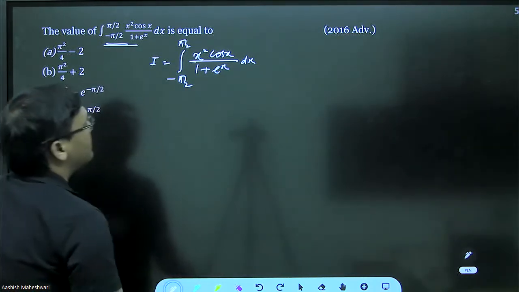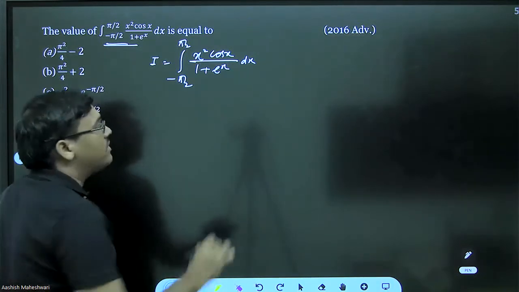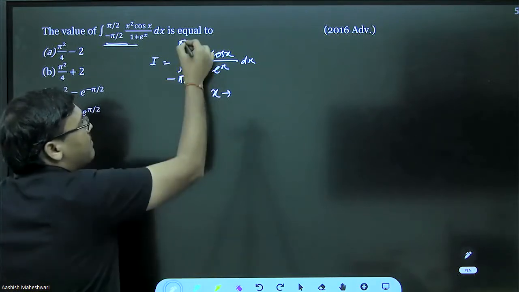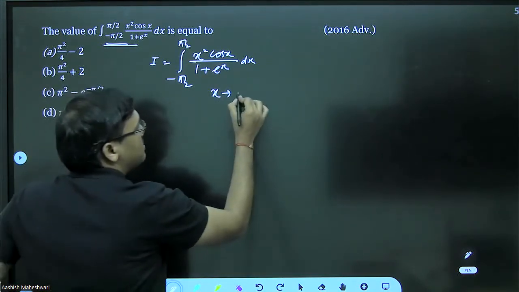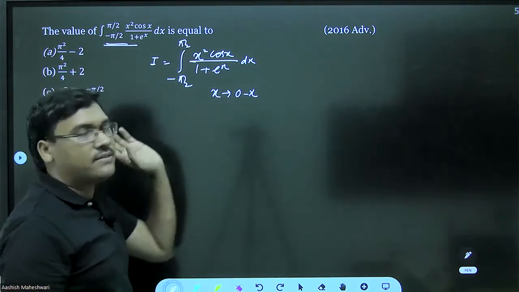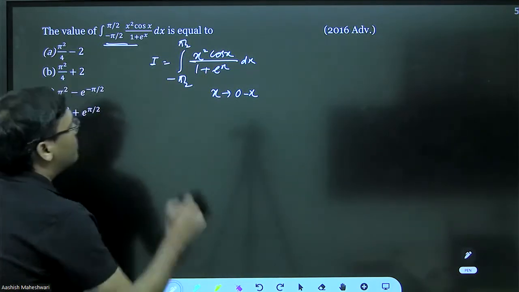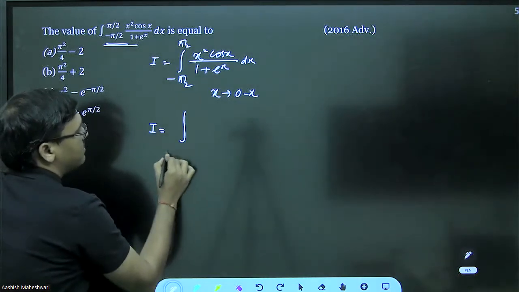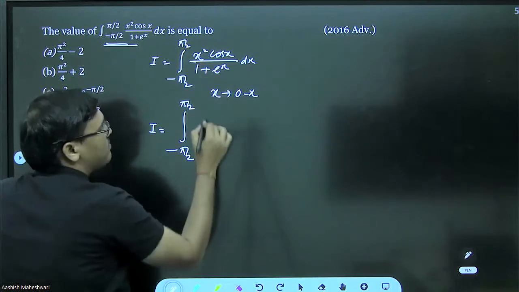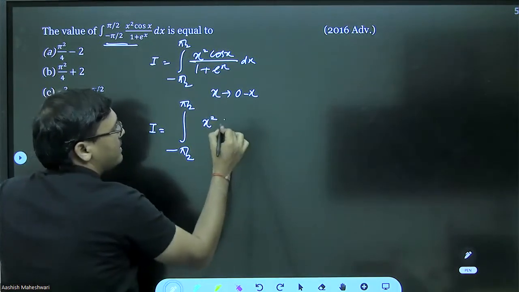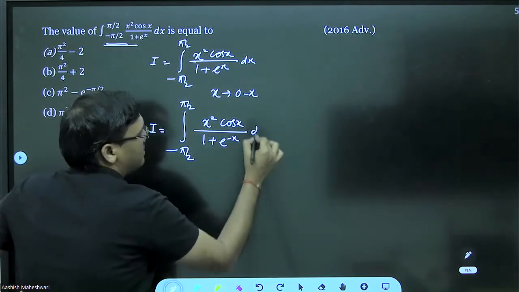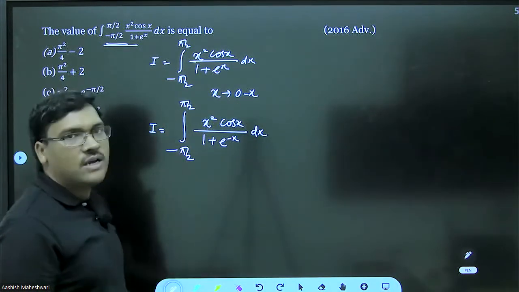For that, if I again apply the King's rule, that is x goes to a plus b minus x. What is a plus b here? That is 0. So if I replace x with minus x, the integration will remain same. So you can see this integral is from minus pi by 2 to pi by 2, x replaced with minus x, this is x squared, cos of minus x is same as cos x, divided by 1 plus e raised to minus x, dx.